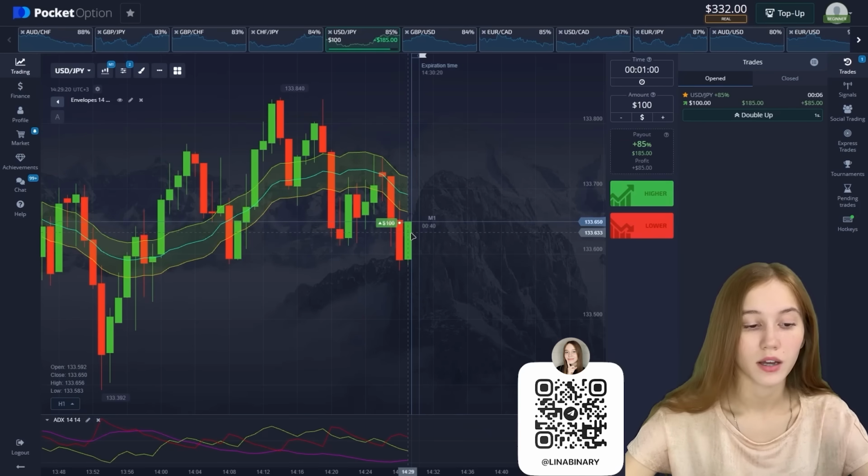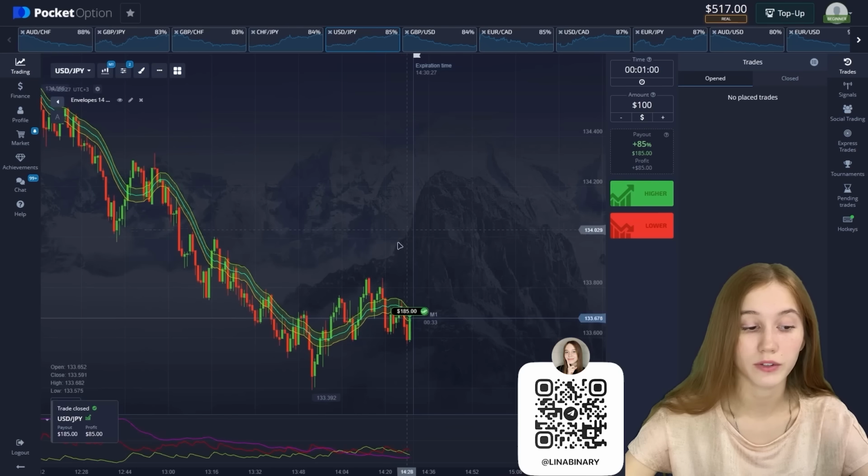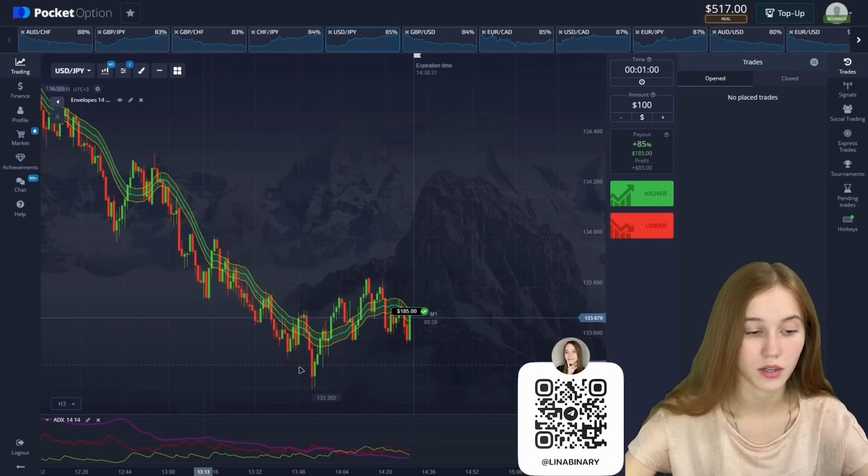Good. Plus deal, $85. Our profit. We're in the black. Good. We see that there's an evolution at the border. Yeah, we see.